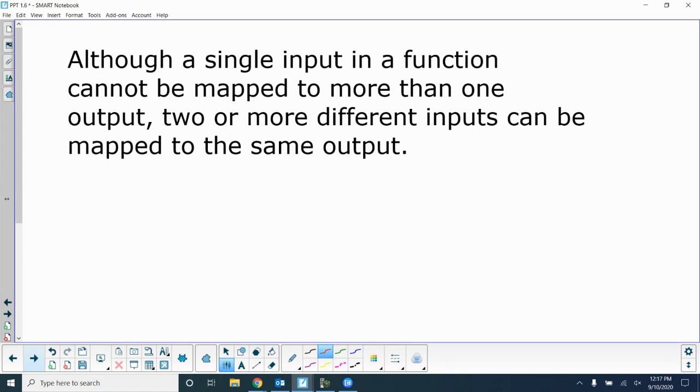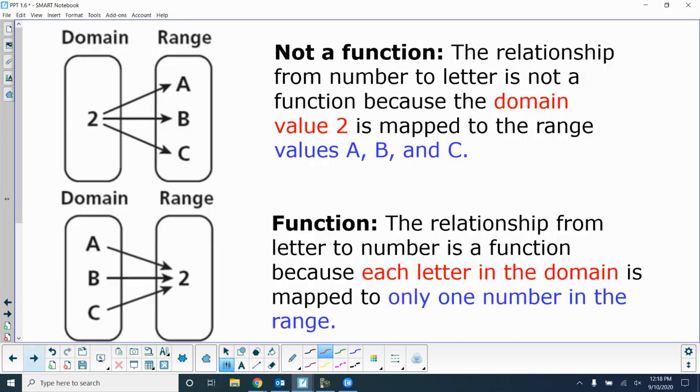Although a single input in a function cannot be mapped to more than one output, okay? Every x can't have more than one y. Two or more different x's can be mapped to the same y. That's okay. So repetition in the y is okay. If your y value is the same for all your x's, but the x's didn't repeat, okay, it's still a function.